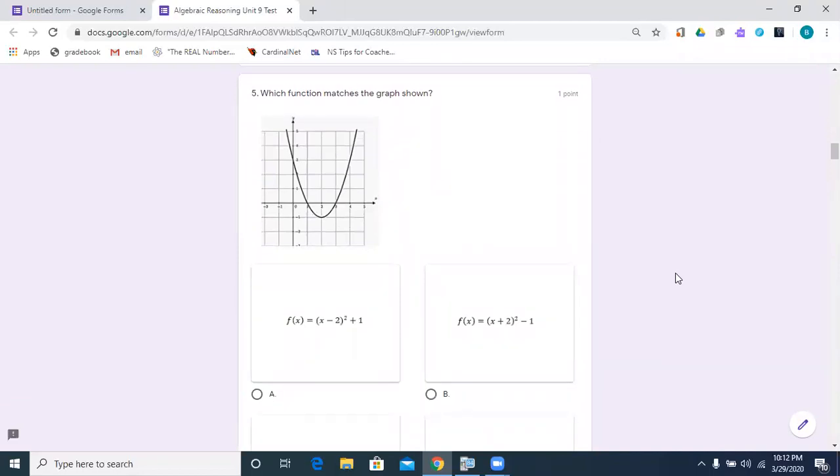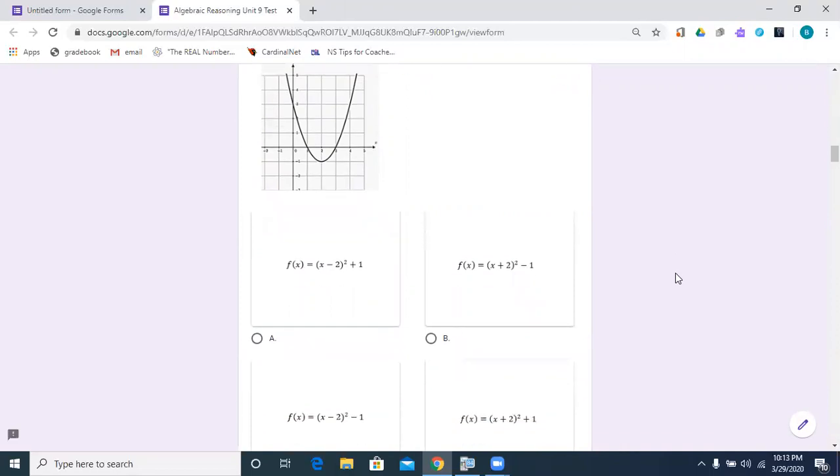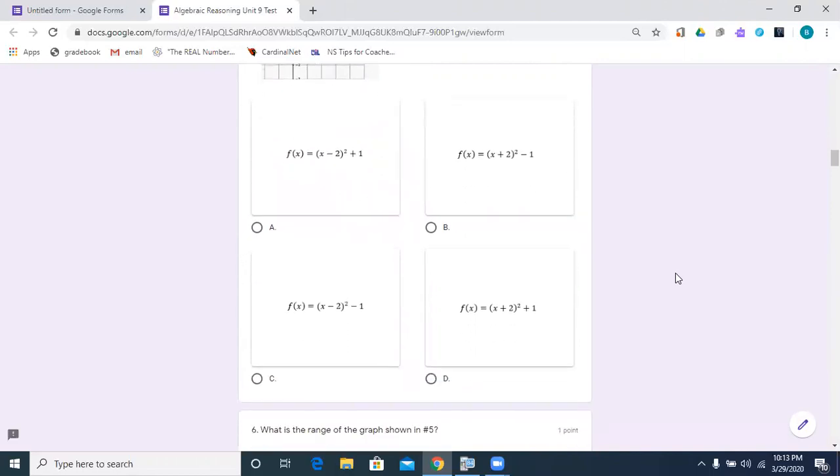Number 5. Which function matches the graph shown? A, f of x equals (x minus 2) squared plus 1. B, f of x equals (x plus 2) squared minus 1. C, f of x equals (x minus 2) squared minus 1. D, f of x equals (x plus 2) squared plus 1.